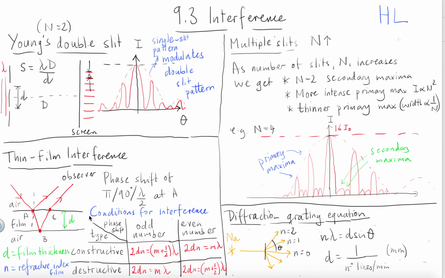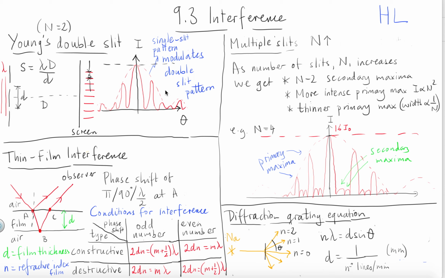Just to remind you of the Young's double slit, we have two slits separated by a distance d, little d. We have a distance from the slits to the screen, big D, a fringe spacing of little s and a wavelength of lambda. We can work out the fringe spacing using this equation, s equals lambda big D over little d.